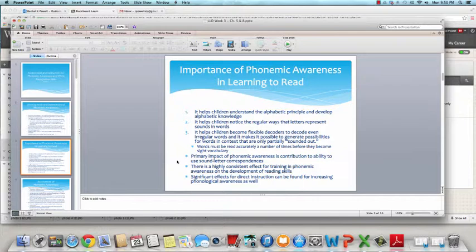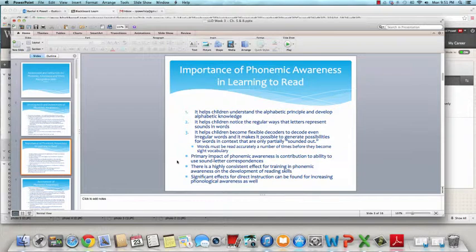There's a highly consistent effect for training in phonemic awareness on the development of reading skills. So by teaching it, we can help reading grow. This was the study by Ehri and her colleagues in 2001. They looked at 52 studies of reading and found overall phonemic awareness was highly consistent and had the most significant effect on improving reading ability.